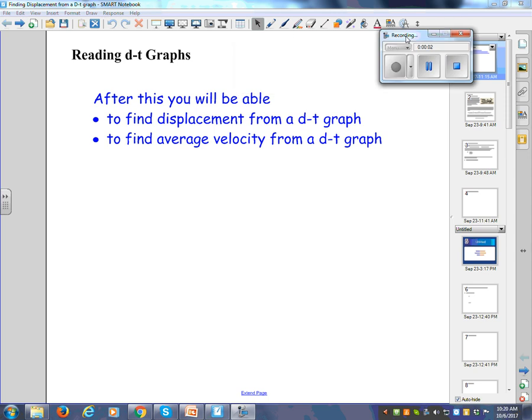All right, so after today you'll be able to find displacement from a DT graph and find average velocity from a DT graph. And I see we have some quicker questions coming up, but we'll get started right away and then we'll deal with those.